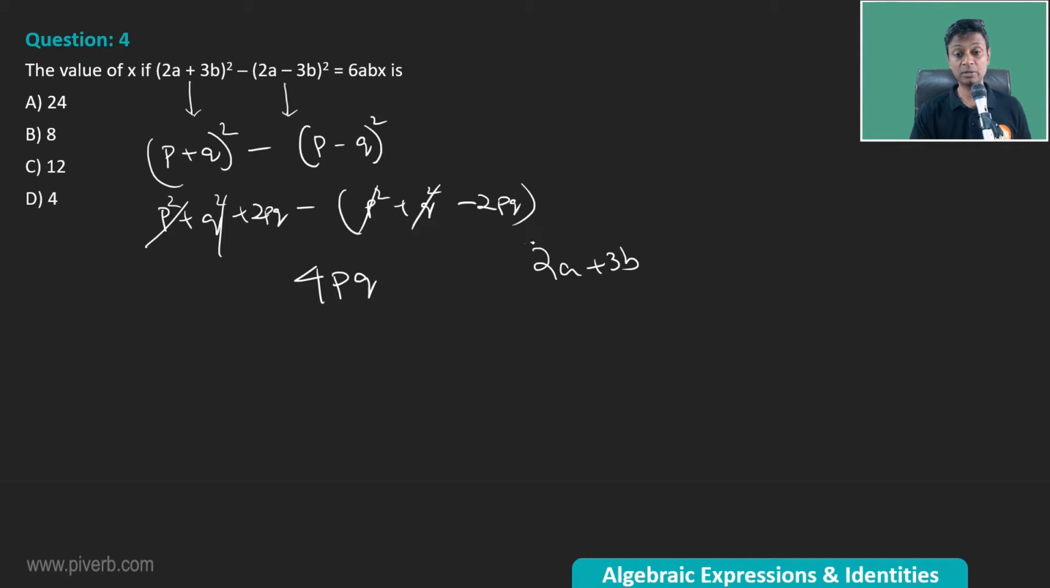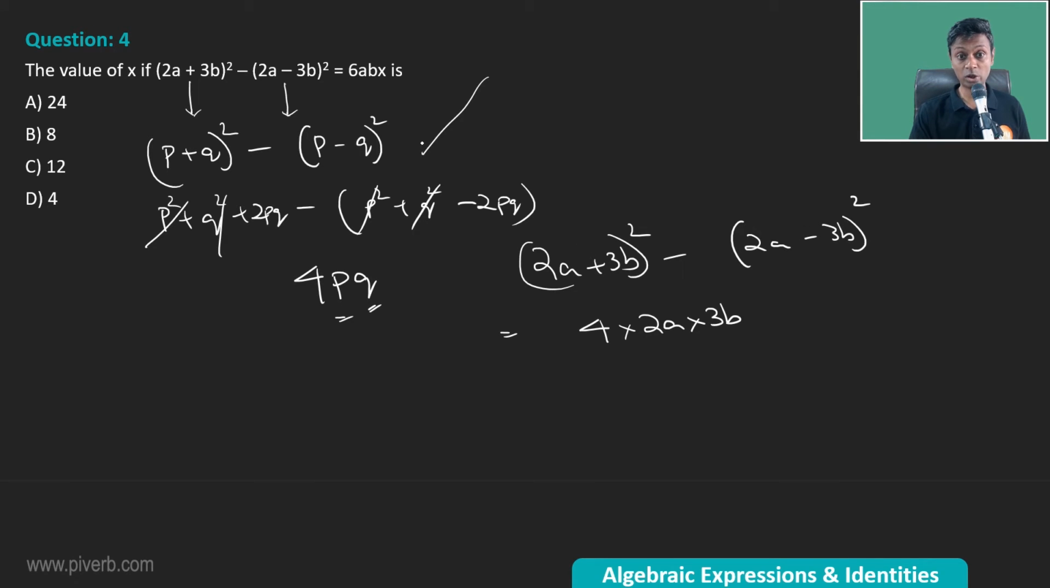Now let's reimagine this. (2a + 3b)² − (2a − 3b)² will be 4 into 2a into 3b, that is 4pq. The (2a)² and (3b)² terms will get cancelled out. 2 into 2a into 3b, 2 into 2a into 3b, that will remain. This will be minus, so minus of minus will become plus.